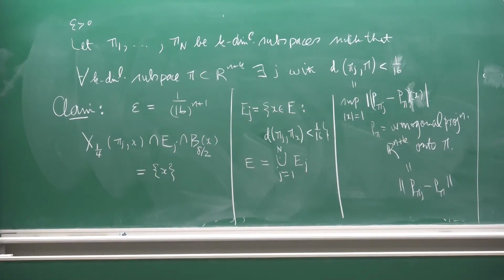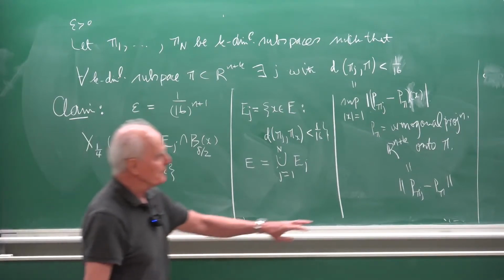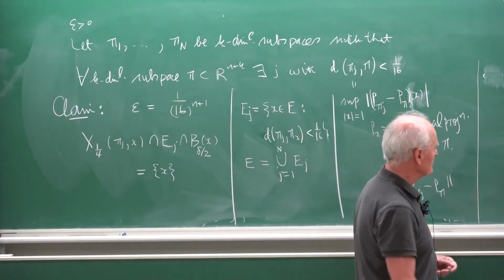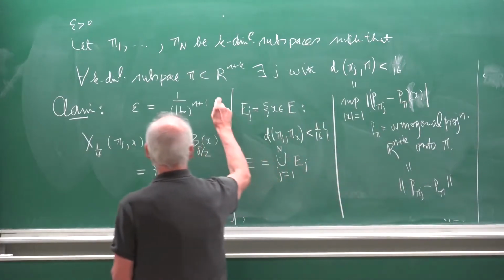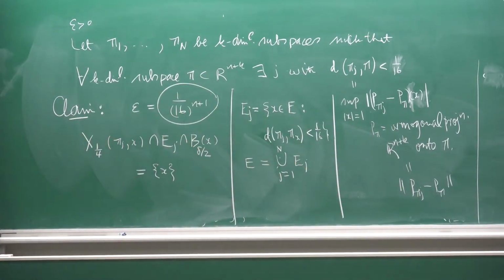You claim that because of these uniform properties here, if you take epsilon equals a small enough number, and this would be a good number, 1/16 to the n plus 1. That's better.